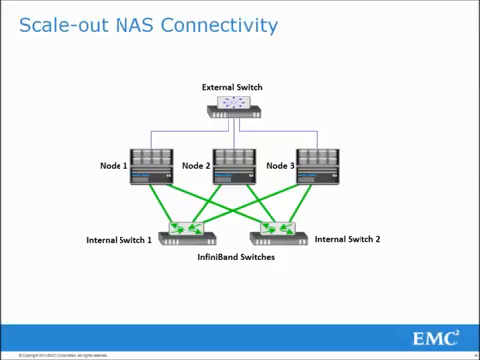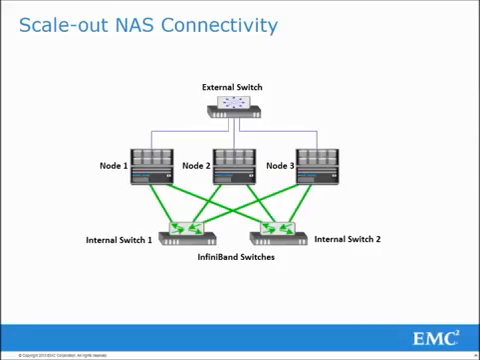Scale-out NAS connectivity. Scale-out NAS clusters use separate internal and external networks for back-end and front-end connectivity respectively. An internal network provides connections for intra-cluster communication, and an external network connection enables clients to access and share file data. Each node in the cluster connects to the internal network.